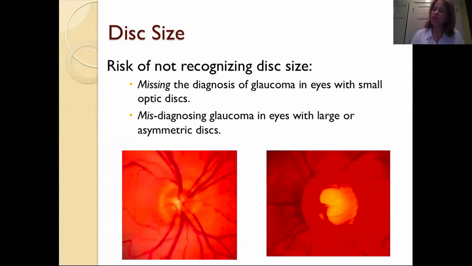So if you don't think about the size of the disc when you start to examine them, you can really make some mistakes. You can miss the diagnosis of glaucoma in a small eye, and this is actually a very, very small optic nerve, and this is a glaucomatous optic nerve that has had progressive changes. Used to have no cup and now has a small central cup. So in a small disc, you can miss the diagnosis, and in a large disc, you can misdiagnose glaucoma. So you can label someone as glaucoma who does not have glaucoma.